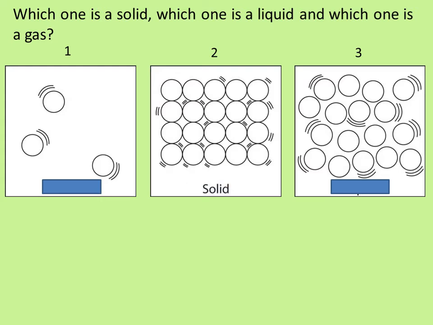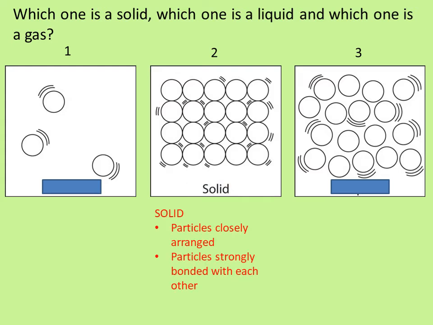It's number two. And the reasons why are that all the particles are closely packed together, they're closely arranged, and they've got a strong bond with each other. Now, that bond means an attraction. So these particles have a strong attraction with each other.